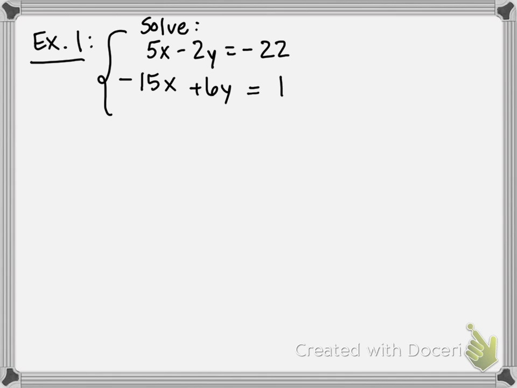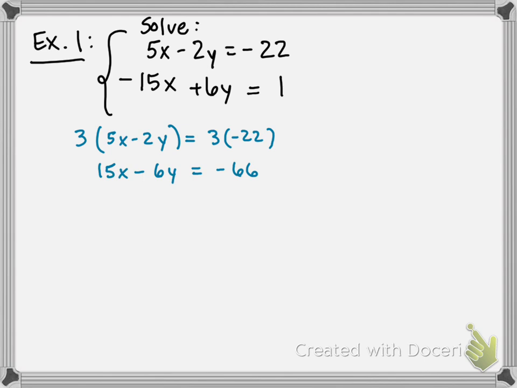So, when looking at this, thinking about my ways to solve, I could do substitution, but that's going to be kind of hard. No variable is isolated. Graphing, well, that's going to be really rough. But what about elimination? I could quickly multiply the top row by 3 so that I can eliminate x's. So we have 3 times the top row of 5x minus 2y equals 3 times negative 22. Now that becomes 15x minus 6y equals negative 66. I'm going to add that with the original I had, negative 15x plus 6y equals 1.